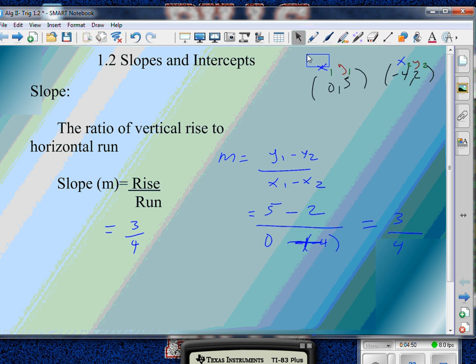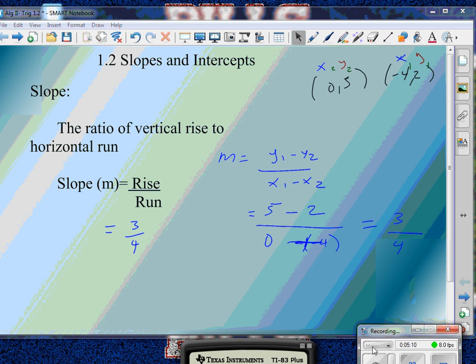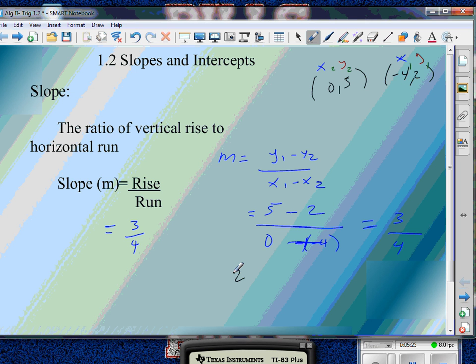Now I can take these two here. When I flip these around, what's my first y value? Nope. My first y value is 2. The y's are always y's. The y's and the x's do not flip. It is always x comma y. What's the second y value? 5.